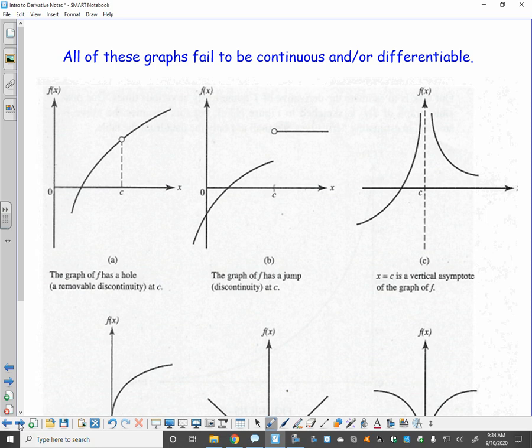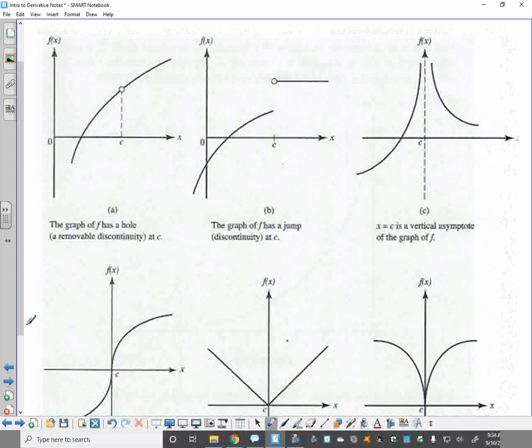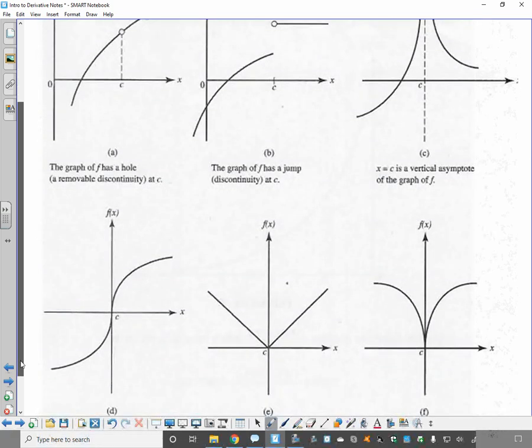So these functions are not differentiable at C, at the point in question. But I can take the derivative of all of these functions. I just can't evaluate that derivative at C. The derivative does not exist at C.